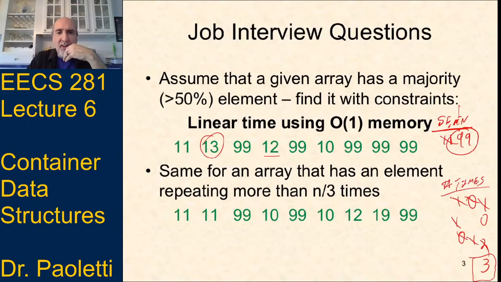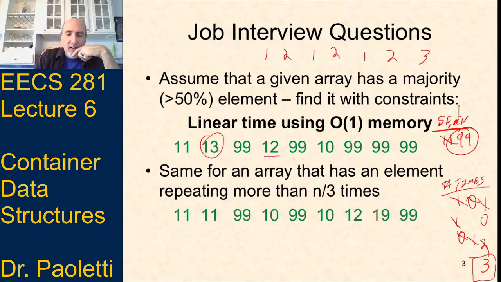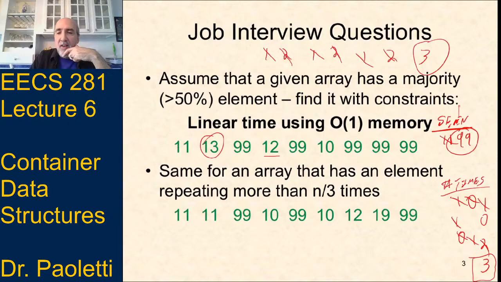No, I've got 5 99s and 4 other values, so I really do have a majority. So what if we had something like this. What if I had 1, 2, 1, 2, 1, 2, 3? I get a 1, the 2 cancels out the 1, the 2 and 1 cancel out, 1 and 2 cancel out. Ooh, look, I've seen a 3. That's why we have to go through it again to count the number of times that 3 actually occurred.